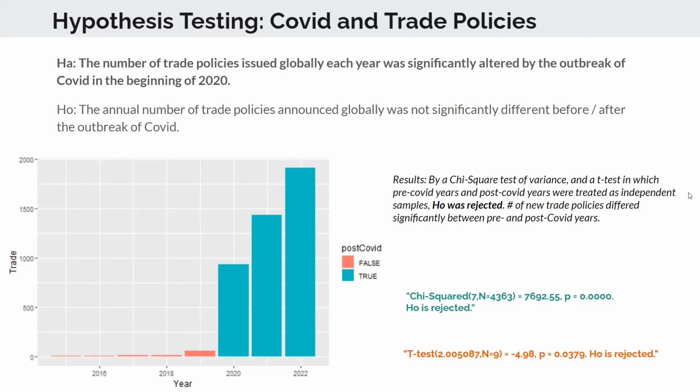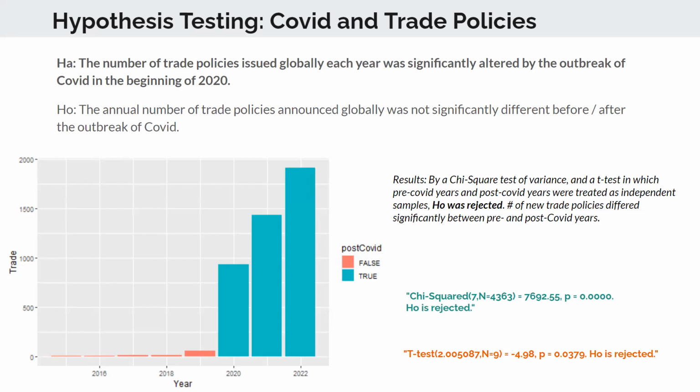So for our other hypothesis, we wanted to see if the onset of COVID had a significant impact on the number of trade policies issued annually. By running a chi-square test of variance, we found that there was significant variation in the number of trade policies issued annually, with a p-value of effectively 0.